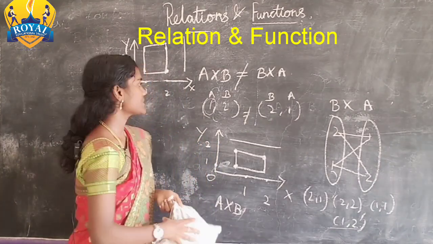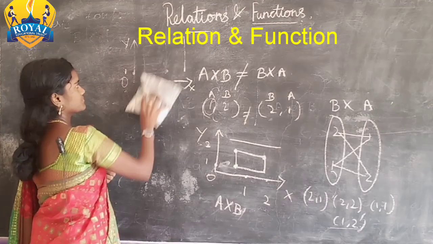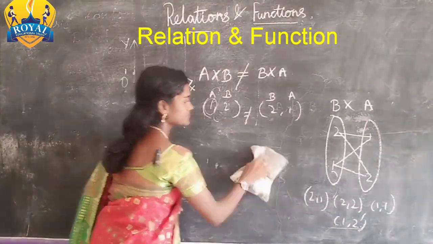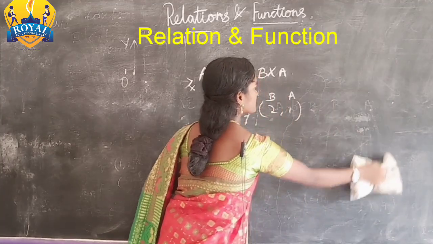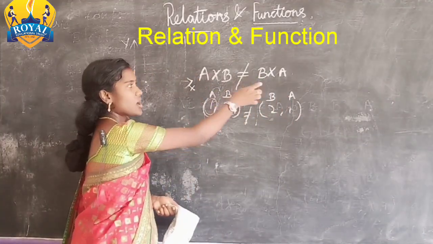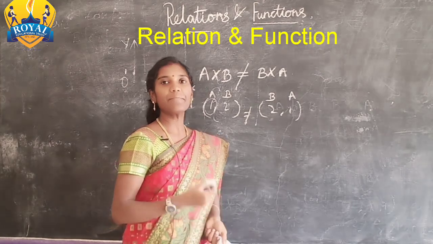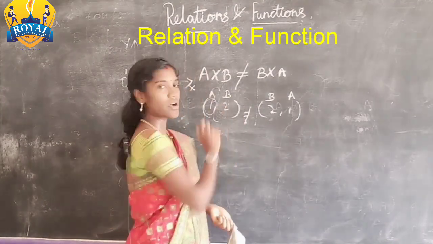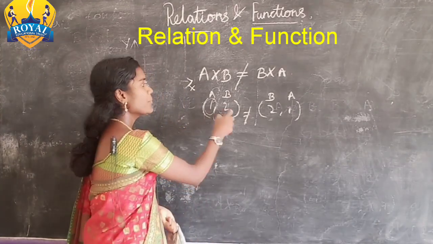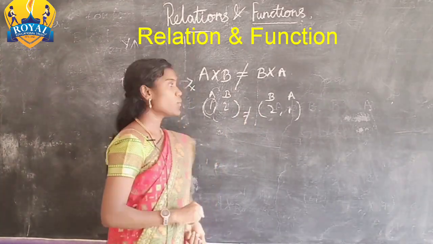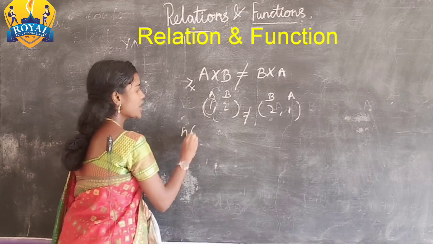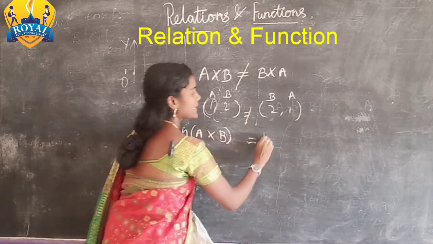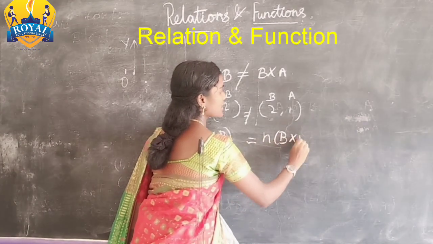But the next condition is, the set of A cross B and B cross A is not equal, but the number of elements is equal. The number of elements n of A cross B is equal to n of B cross A.